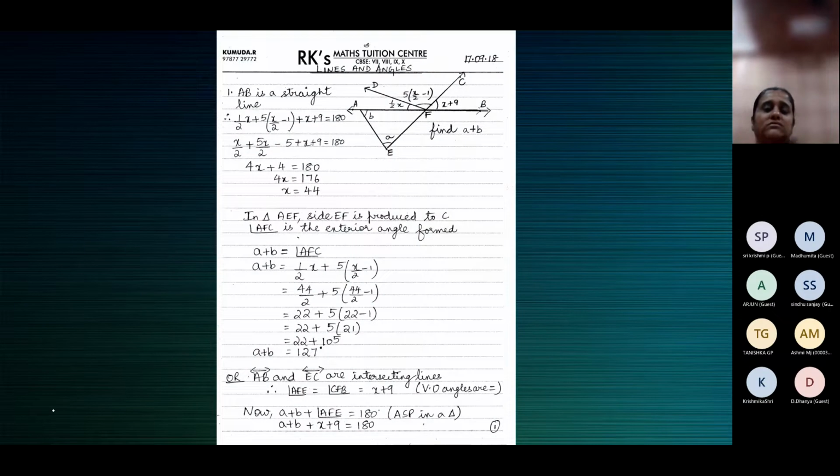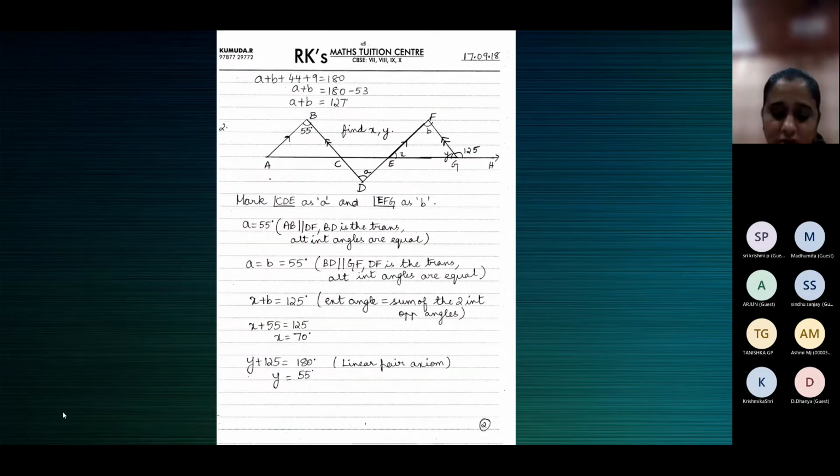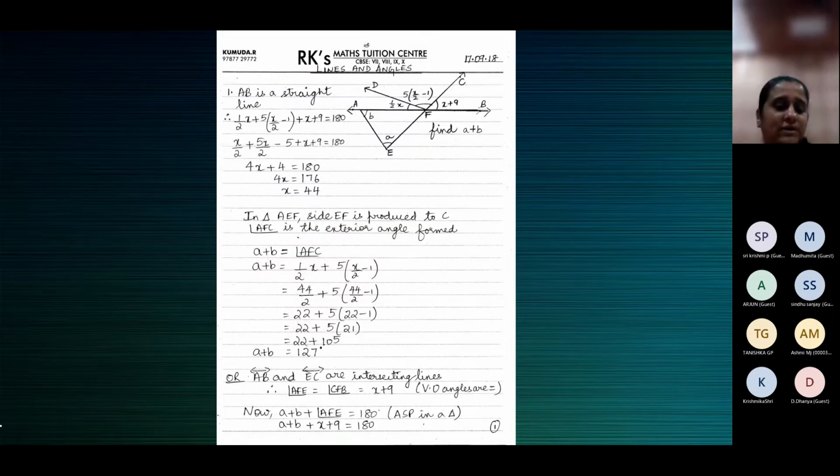All right, children, now you can try to understand this one. Take down the diagram, draw a neat diagram, and find A plus B. I'll ask one of you to explain. The answer continues on the next page. I'll give you some time to write this, and I'll show you the next page later.